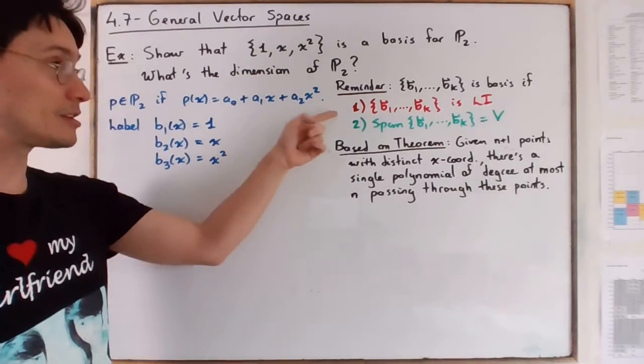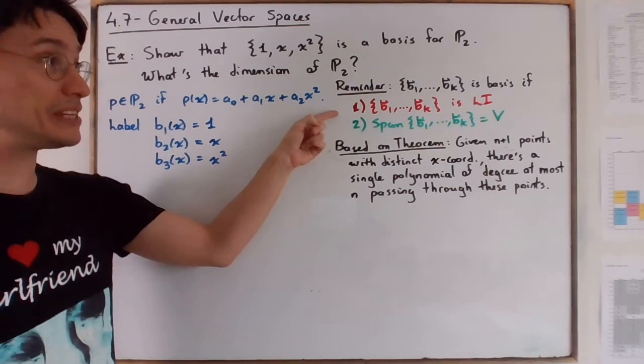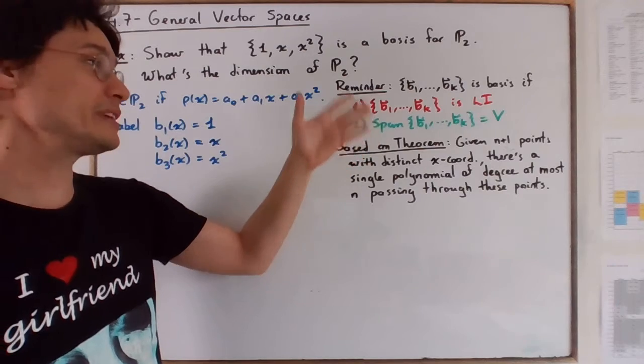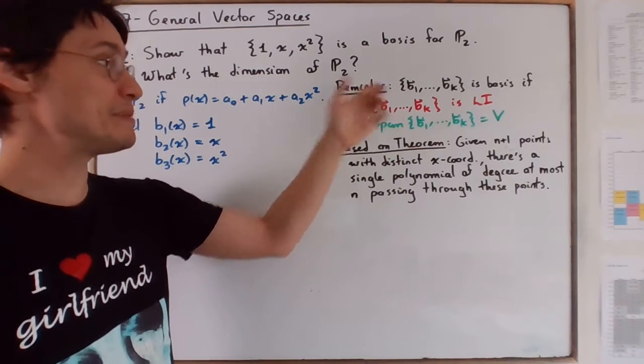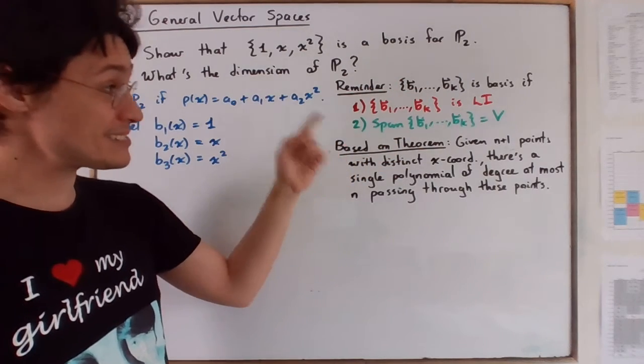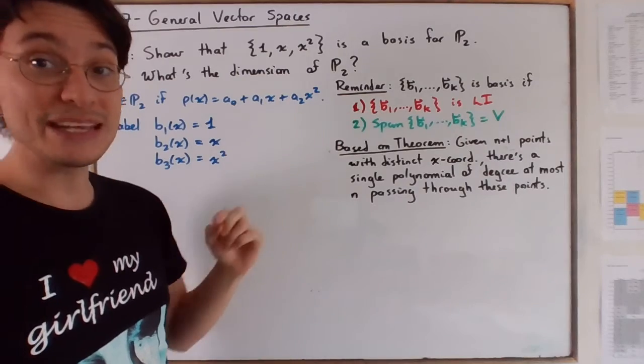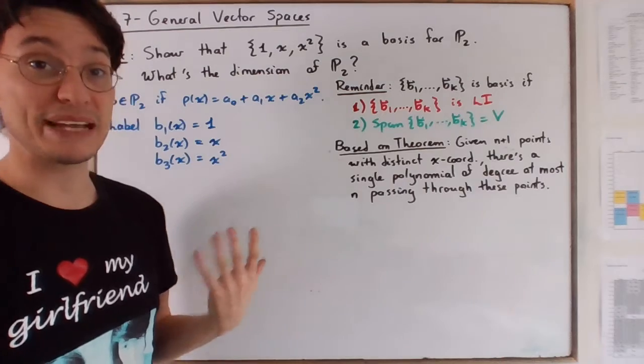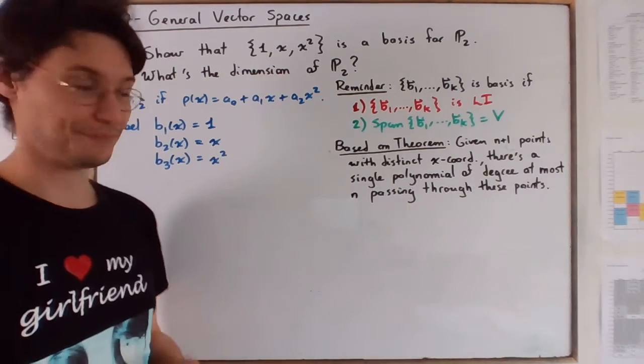The tool that we need is here. This is the definition of a basis: B1 to BK is a basis if the set is linearly independent and the span is equal to the vector space. In this case, it will be P2.